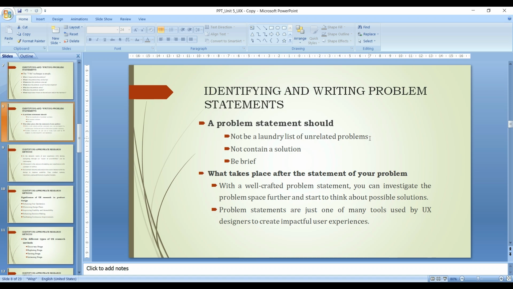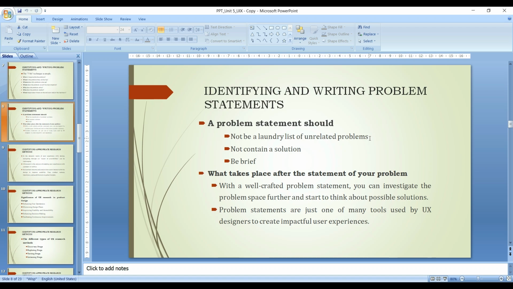It should have a solution, but a hidden one, and it should be somewhat brief. We have to explain here and there. We should not create only with images, only with icons, or only with tags. Some brief content should be there, here and there. So this is how a problem statement should look, and what takes place after the statement of your problem. These two things are important.